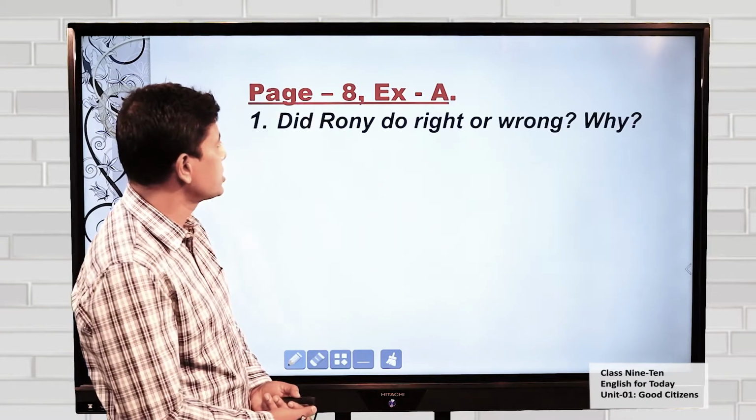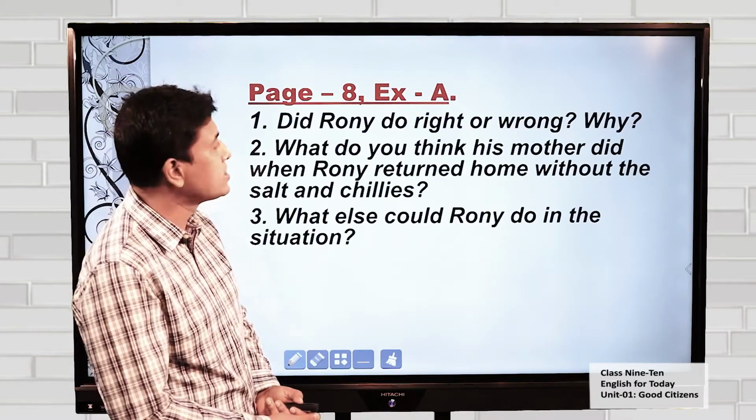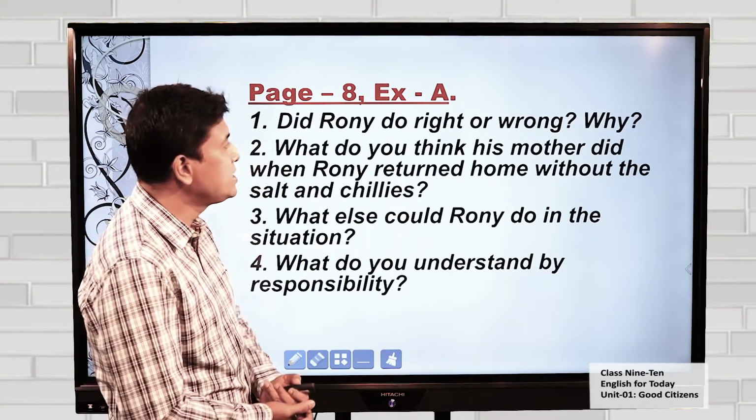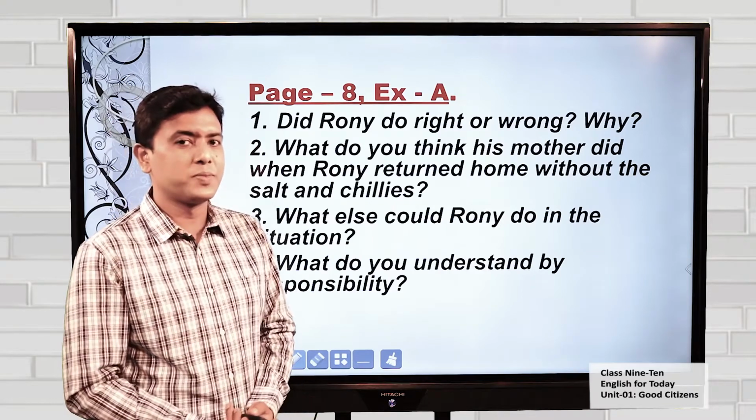I have asked you some questions according to our book, page number 8, exercise A. These 4 questions. First one, did Ronnie do right or wrong? Why?